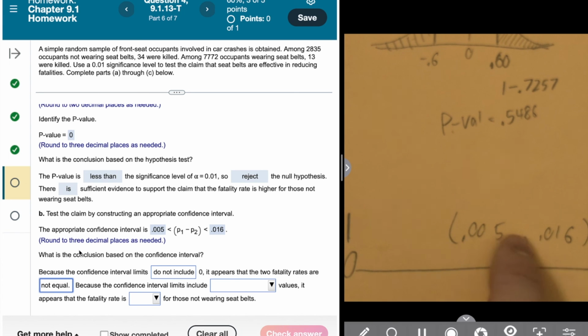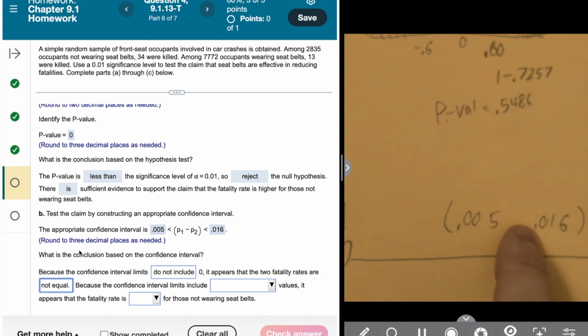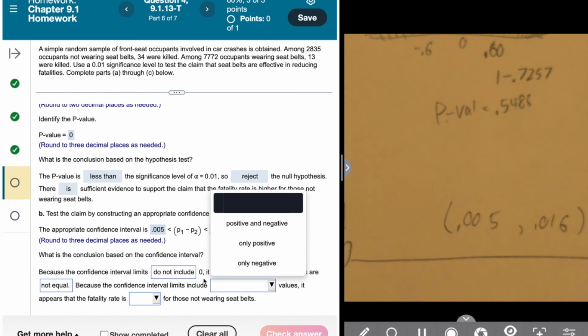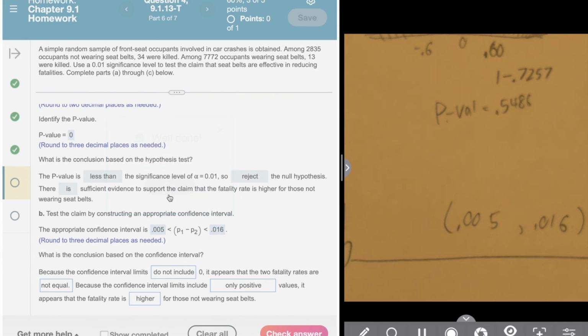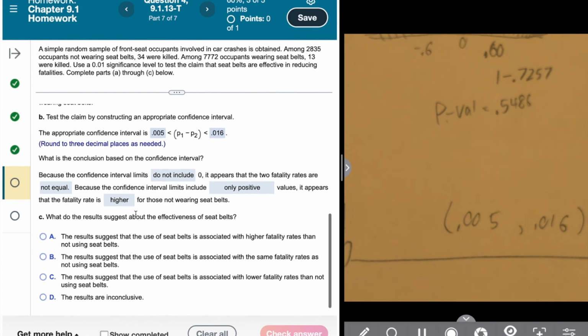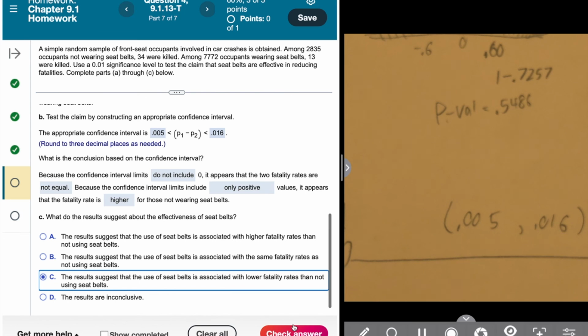The subtraction's one-sided. Why is the subtraction one-sided? Because one number is always larger than the other. And so that means the confidence interval only includes positive values, and that's because we suggest that the fatality rate is higher for those not wearing seatbelts. All right, what does that suggest about the effectiveness of seatbelts? Well, it suggests that the use of seatbelts is associated with lower fatality rates than non-seatbelt wearers.